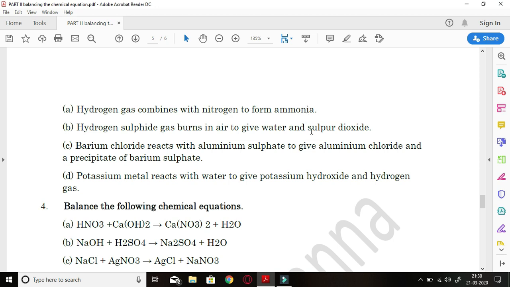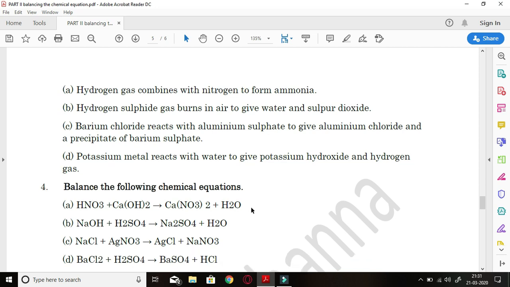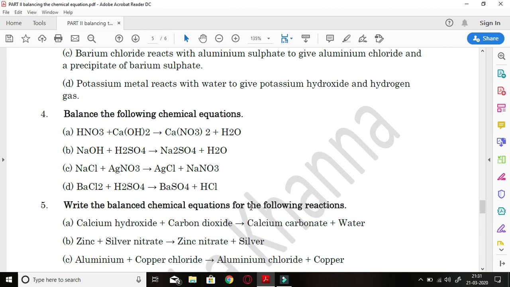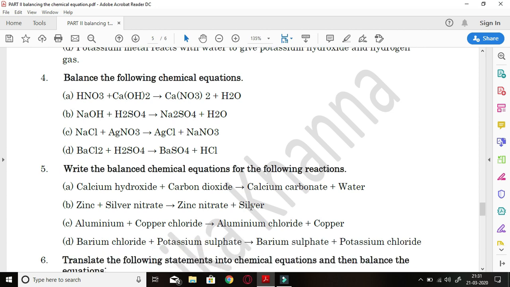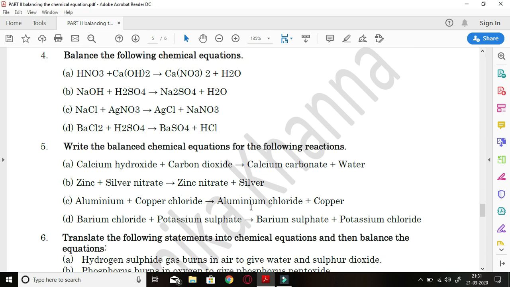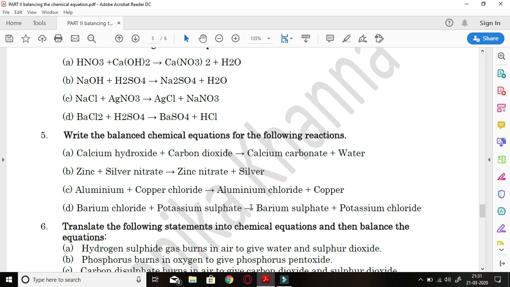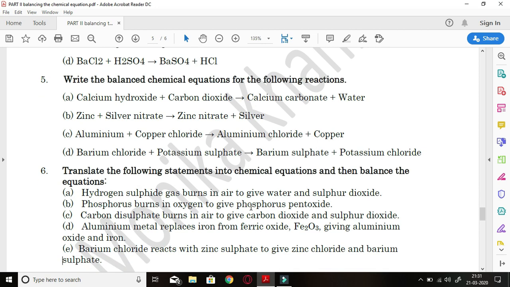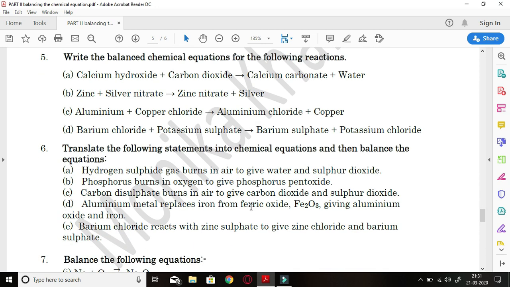Try to do it yourself, right? Next question is balance the following equations. Now I'm giving you a symbol equation already, a formula equation. Now try to balance it yourself. I hope that you will be able to do it. So fifth is write the balanced equation for the following. Again another form where I am giving you a word equation, convert it first into the symbol equation and then balance it, right?